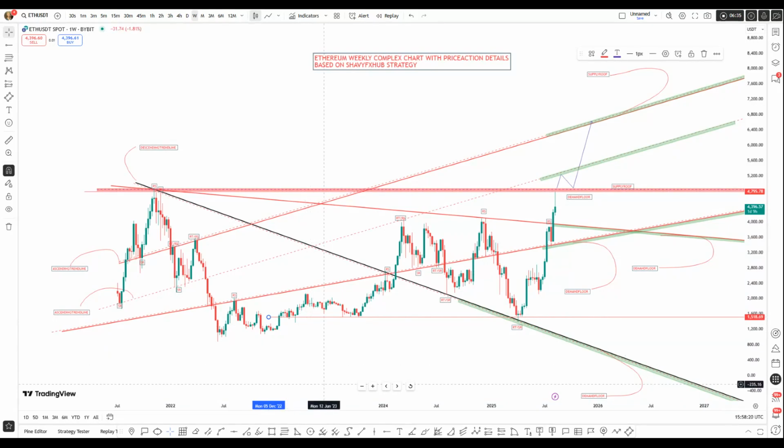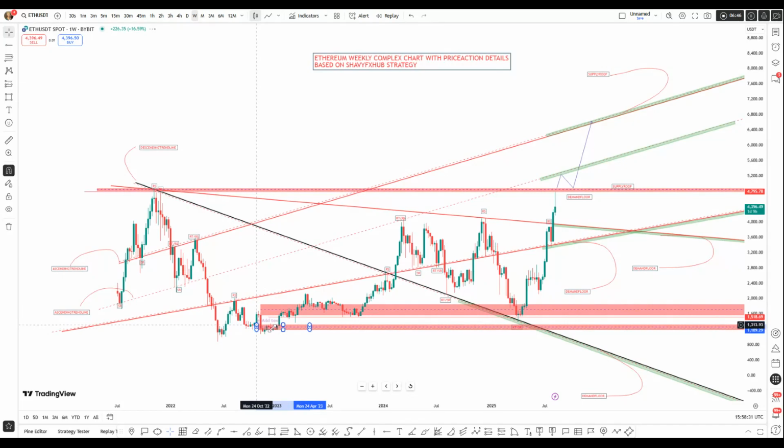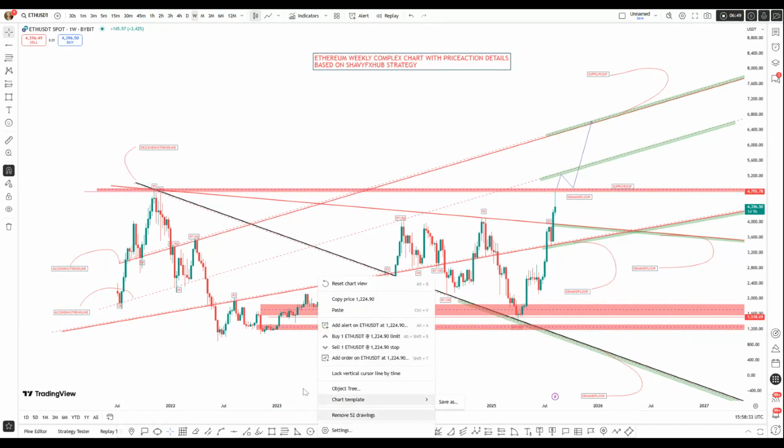And at that level, you see it triggered a stronger buy sentiment, and we have seen Ethereum from that level retrace back. So it feels good to see it. That's what trading is all about, ladies and gentlemen.